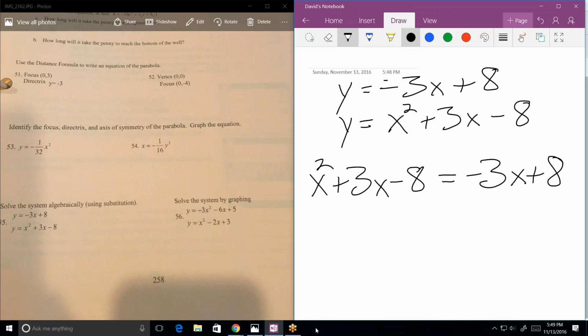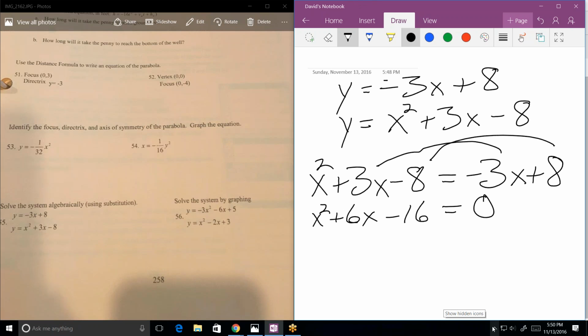So it'd be x squared plus 6x is equal to 0. Move the 8 over. This is a negative 8, that's a positive 8. They do not cancel. So that'd be minus 16. In other words, when I move that over, it becomes a positive 3x, and when I move that over, it becomes another negative 8. Now factor.